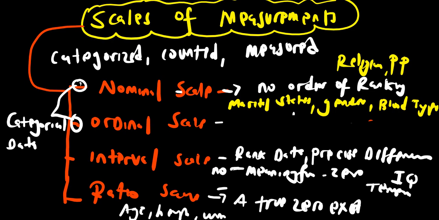Now the interval scale and the ratio scale, these ones are called numerical measurement scales. So these ones are numerical.